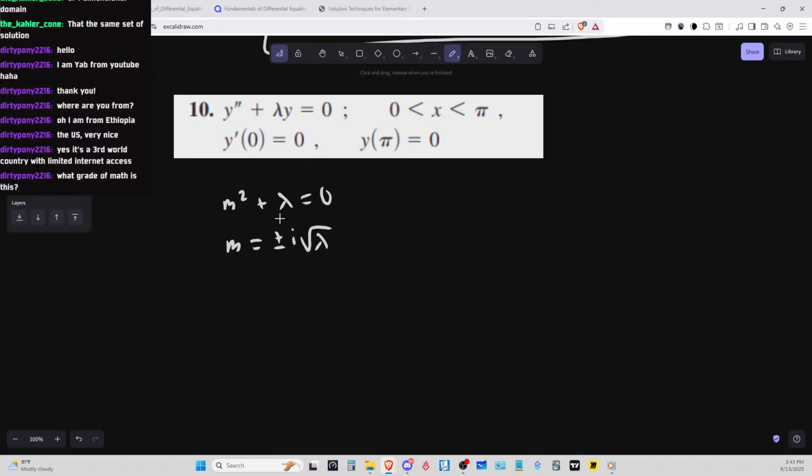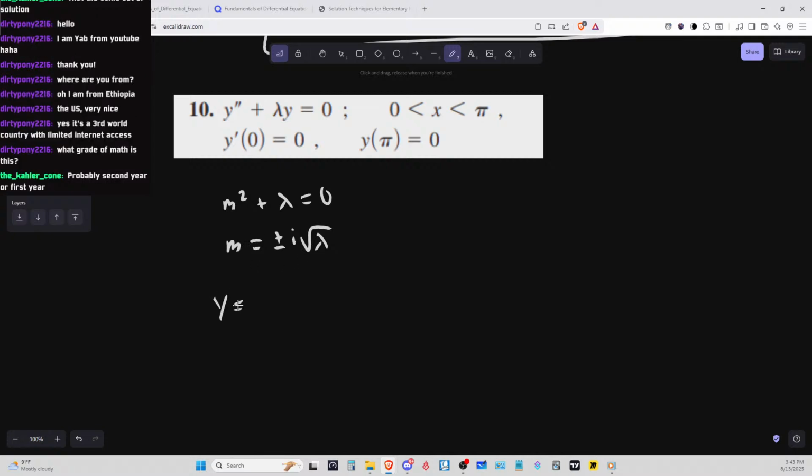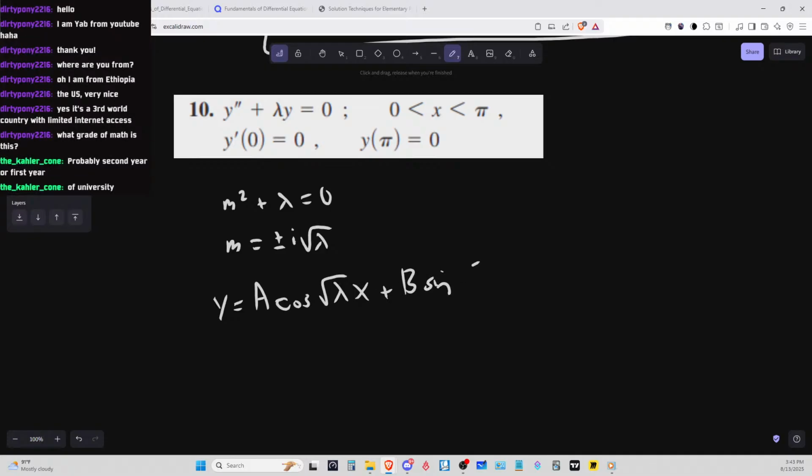Okay, so now we don't have a real part, so we're left with the same one we had before, cosine and then plus sine. So the boundary conditions we have, it's practically this. Oh, it's the reverse. So this one is 0, and then this one pi is equal to 0.